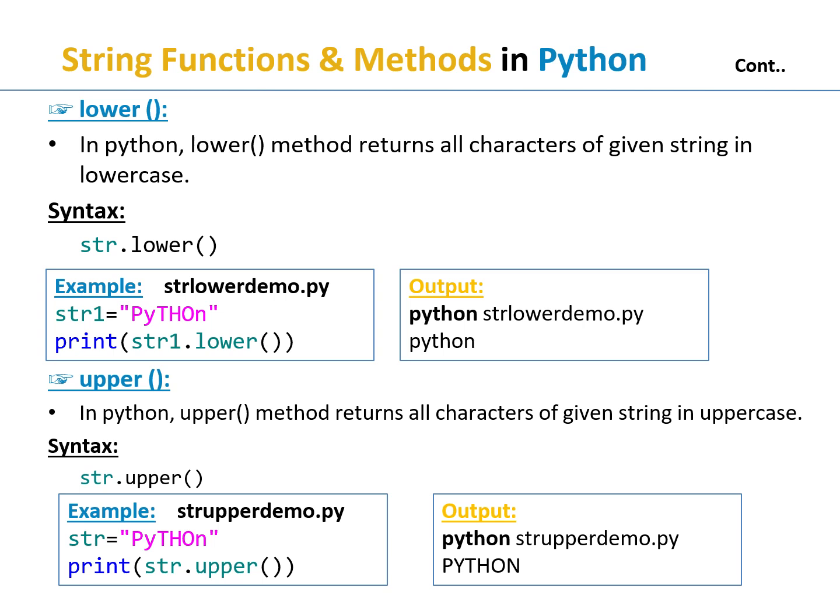The syntax of the lower method is str.lower. Here the example: str1 equal to Python. It is a mix of lowercase and uppercase. So print str.lower prints all the characters in lower case. Upper method: it returns all characters of the given string in uppercase. The syntax of the upper method is str.upper. The example: str contains mixed characters of lowercase and uppercase. So print str.upper converts all the string to uppercase.